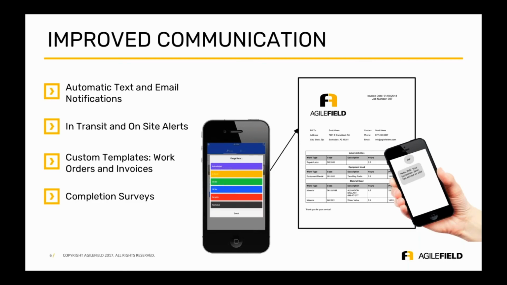So when we look at this shot of the mobile app, we'll see a number of different job statuses. When a tech selects in transit, we can send out one message. When a tech selects on-site, we can send out another message. An example of this might be when the tech selects on-site, the customer receives a text message saying, "Hello Bob, your technician Jen has arrived on site."